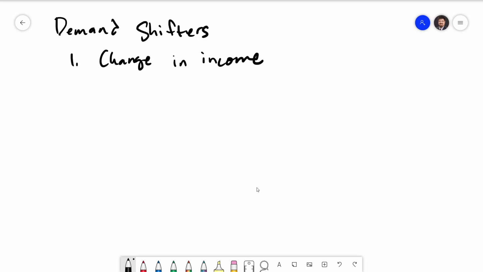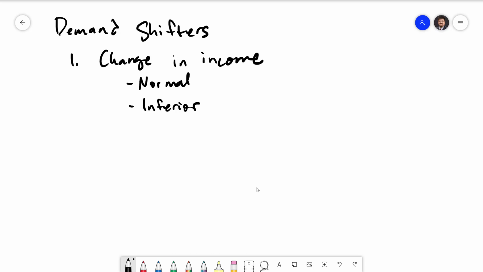Income, of course, is directly related to purchasing power, and that, of course, is going to change the behavior of buyers. The specific relationship of income to demand is determined by whether the good we're looking at is a normal good or an inferior good.